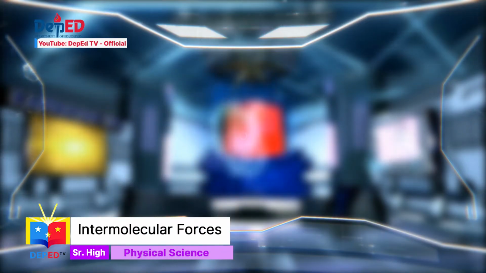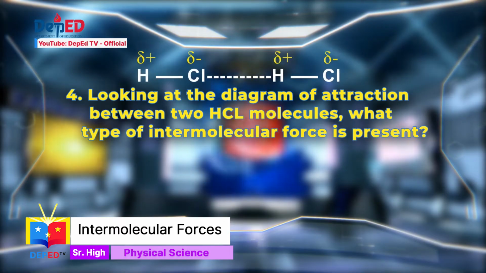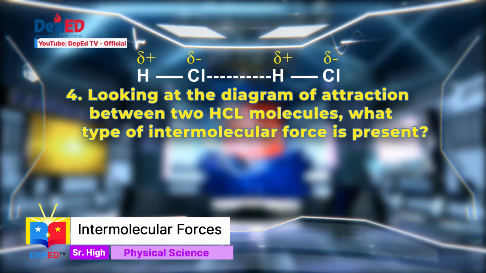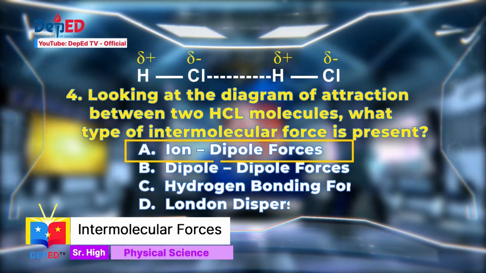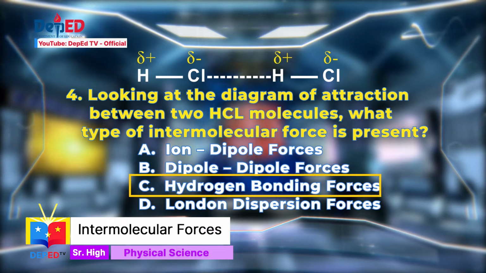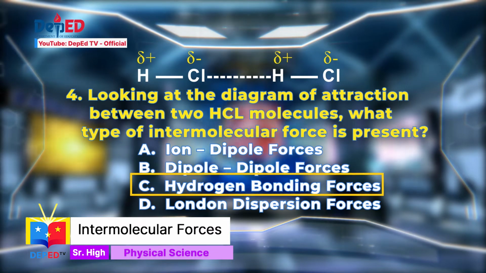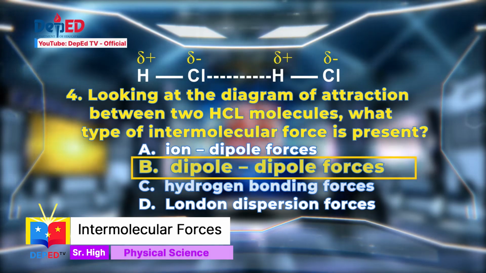Number 4. Looking at the diagram of attraction between two hydrogen chloride molecules, what type of intermolecular force is present? A. Ion-dipole forces. B. Dipole-dipole forces. C. Hydrogen bonding forces. Or letter D, London dispersion forces. The correct answer is B, dipole-dipole forces.